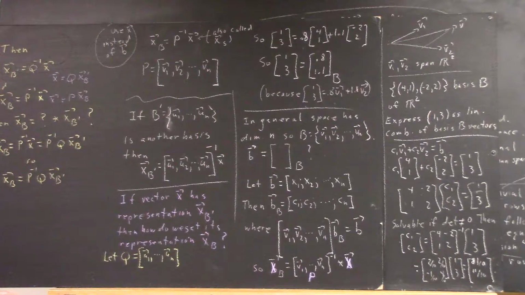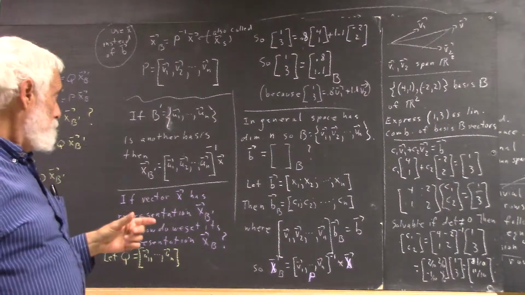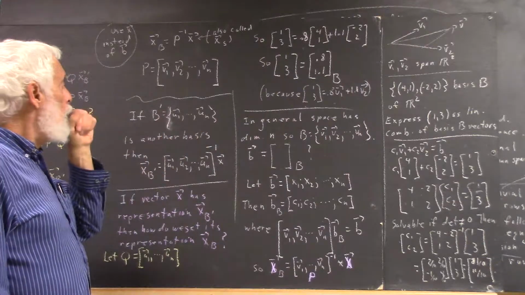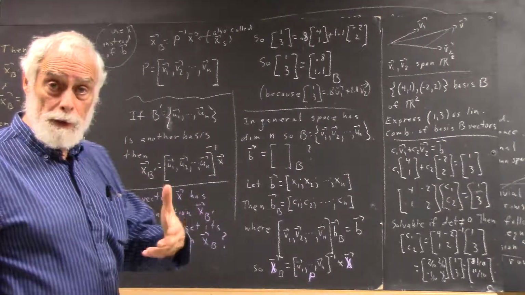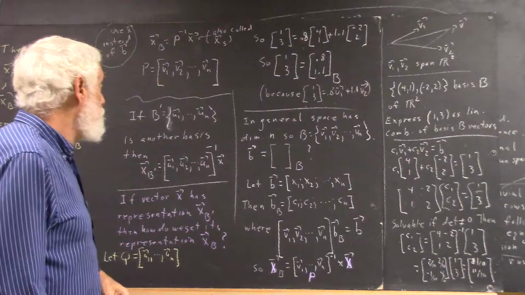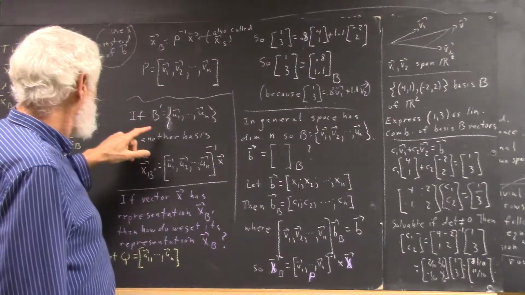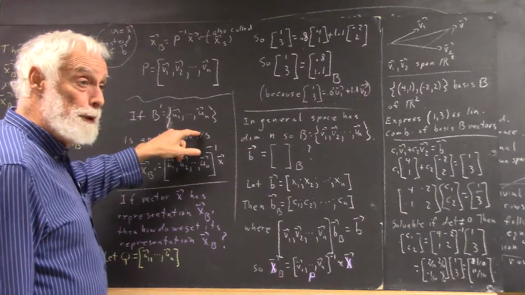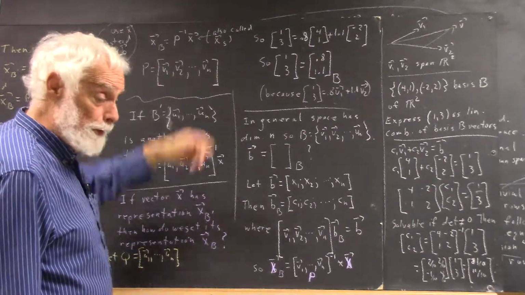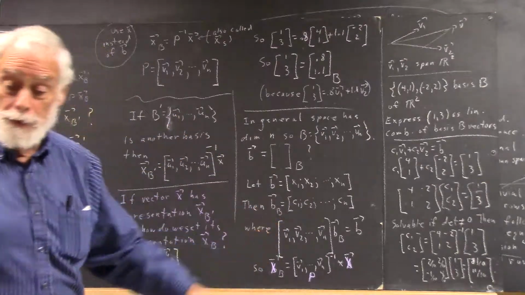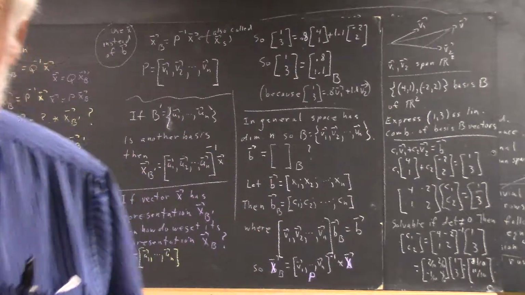Well, that's great. Now what happens if we have a different basis? And we, for some reason, and there are plenty of good reasons, want to relate x with respect to basis B to x with respect to basis B prime, where B prime is just another set of n linearly independent vectors spanning the space. Well, that's what we're going to look at next.